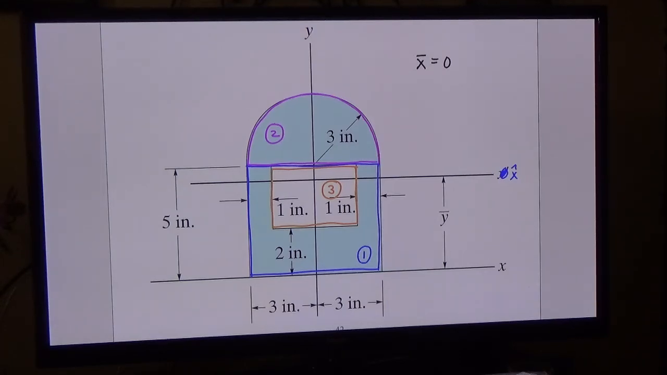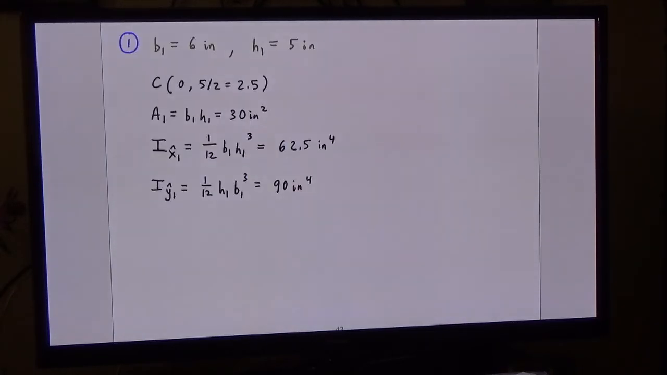Notice here that y, the given y-axis, shows us this is the centroid. Notice that the y-axis and the y-hat axis are actually the same in this case. Alright, let's go through a little bit of details. For part number 1, I can just define each of these terms: C, A1, I about x hat, and I about y hat, like I've been doing previously.